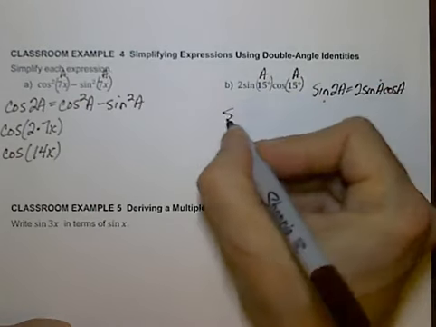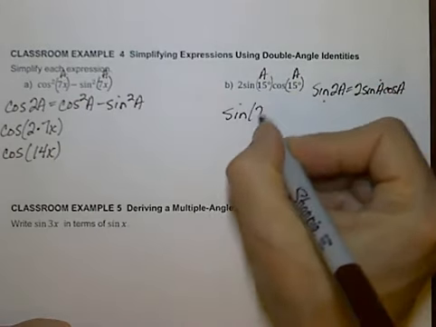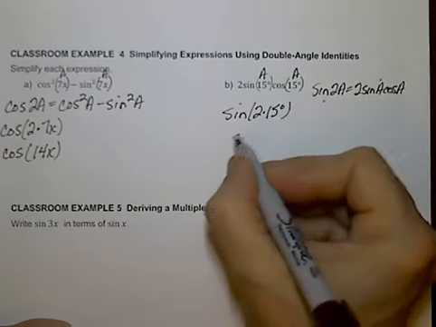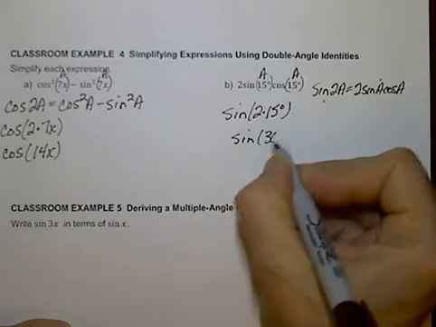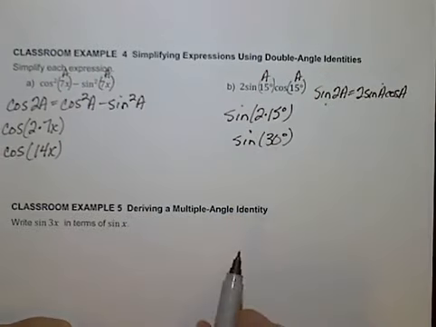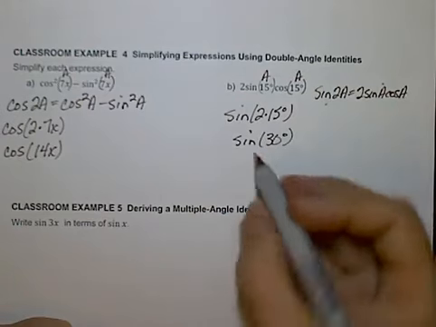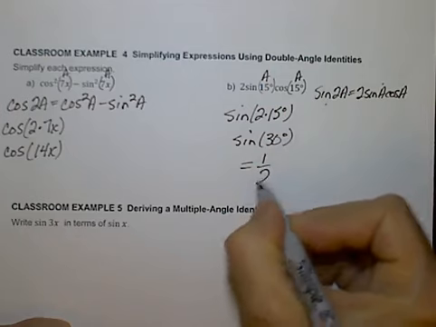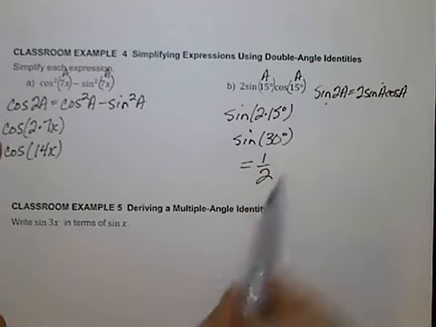That means that on this side I would have the sine of 2 times 15 degrees. And I can just go ahead and multiply those two. That gives me the sine of 30 degrees. And the sine of 30 degrees, that's one of those special angles that we know the values for. The sine of 30 degrees is actually equal to 1/2. So this whole thing simplifies to just 1/2.